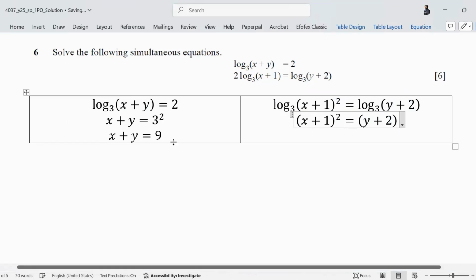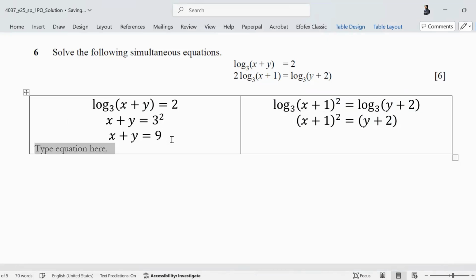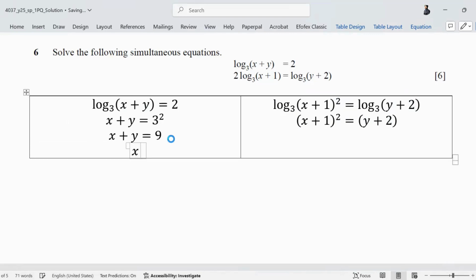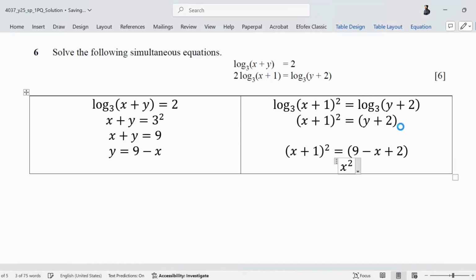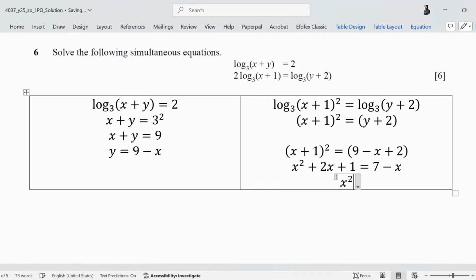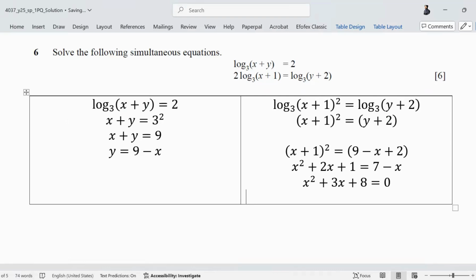Okay, so now I can just make any of these the subject of the formula. I can say that y is 9 minus x. I can plug it in the next equation. (x plus 1) whole squared is 9 minus x plus 2. So x squared plus 2x plus 1 is 11 minus x. x squared plus 3x minus 10 is 0.